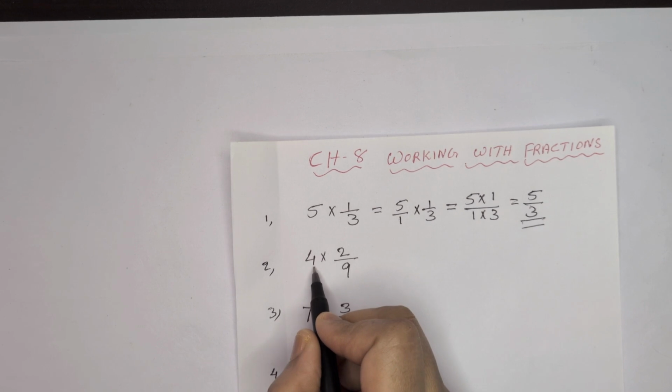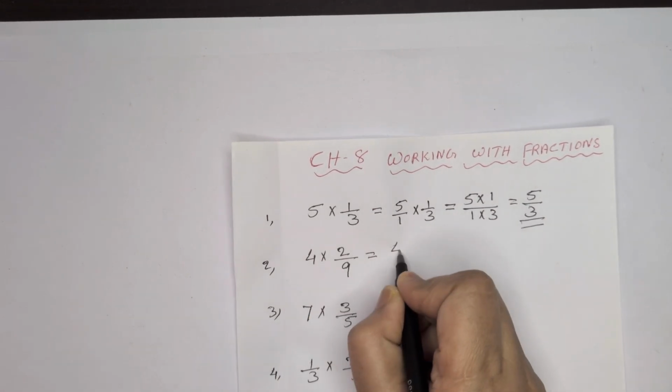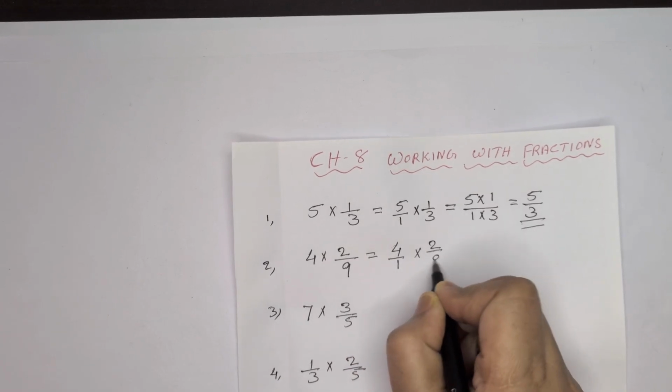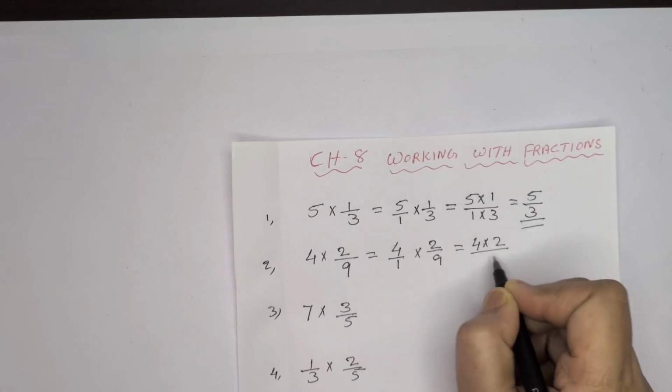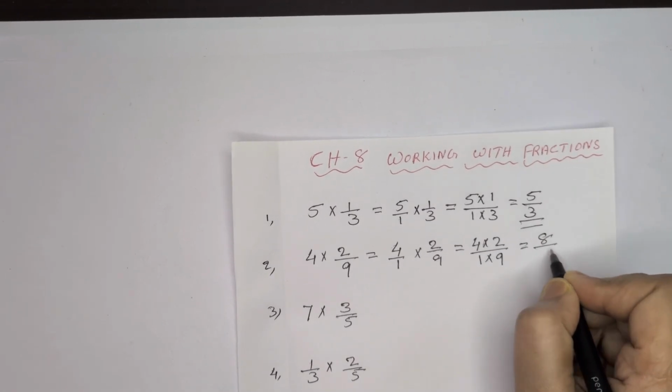Here is another example, 4 into 2 by 9. Here also 4 we can write as 4 by 1, that into 2 by 9. Multiply the numerators, 4 into 2, and the denominators, 1 into 9, which is equal to 8 by 9.